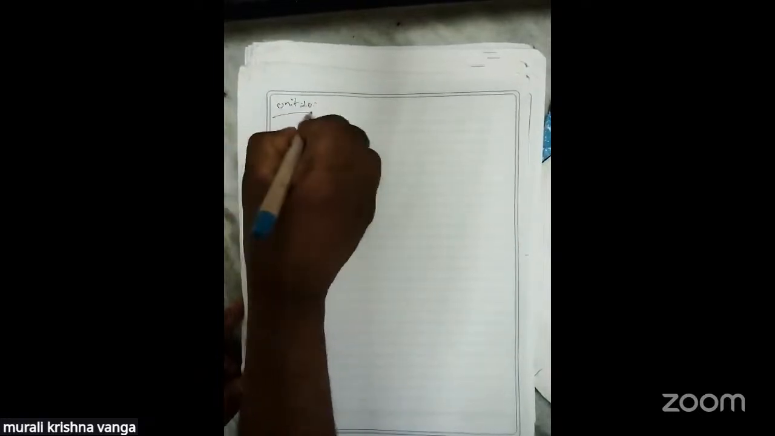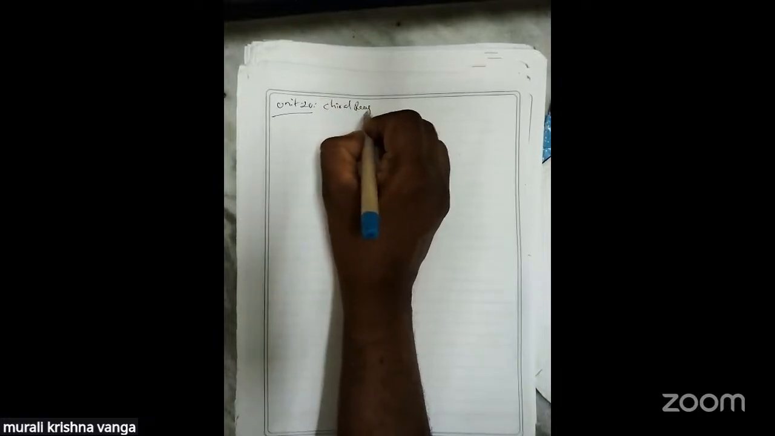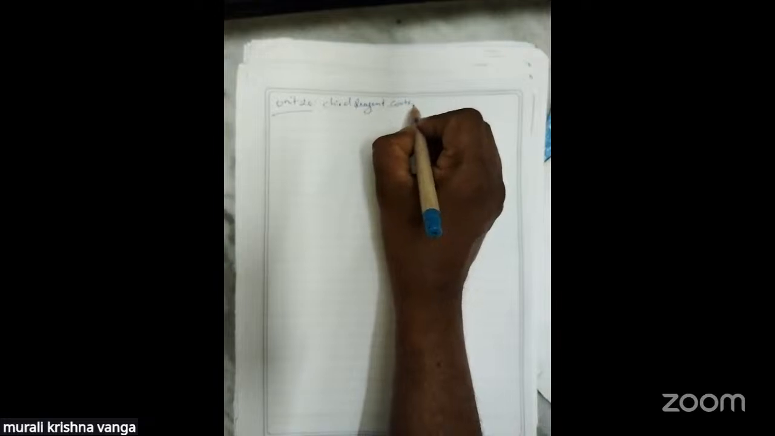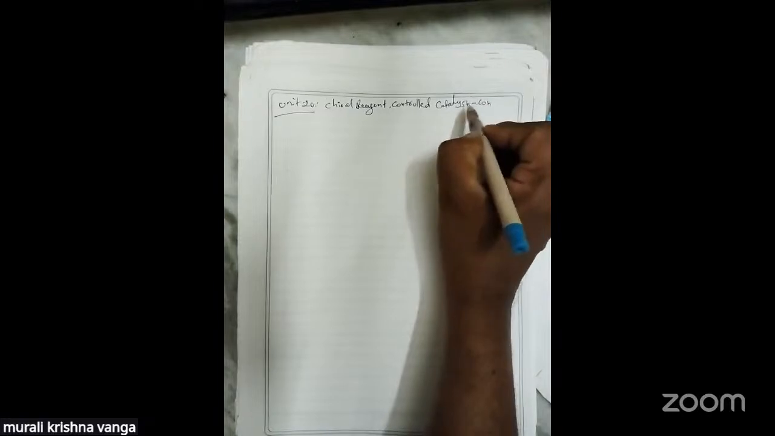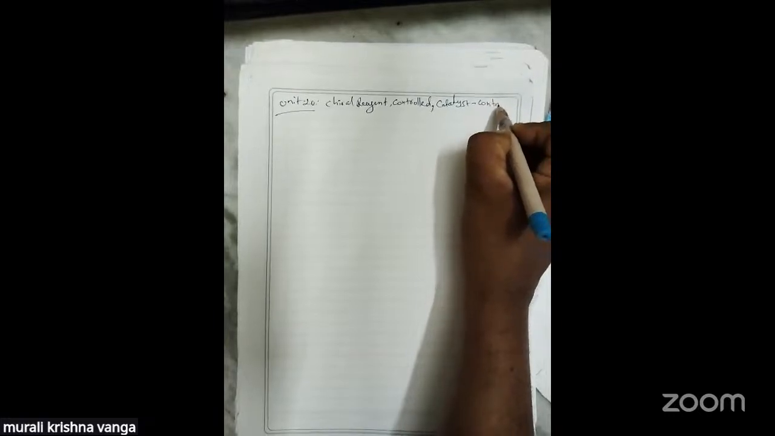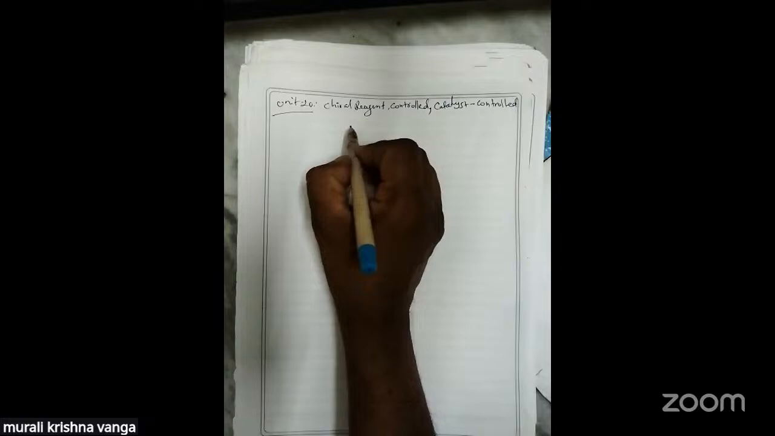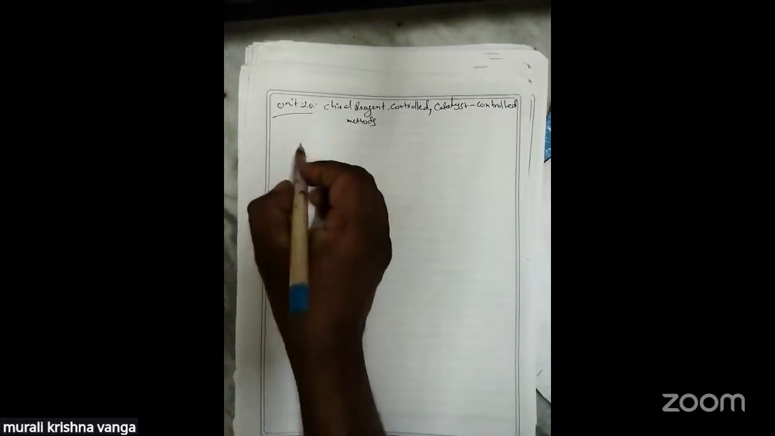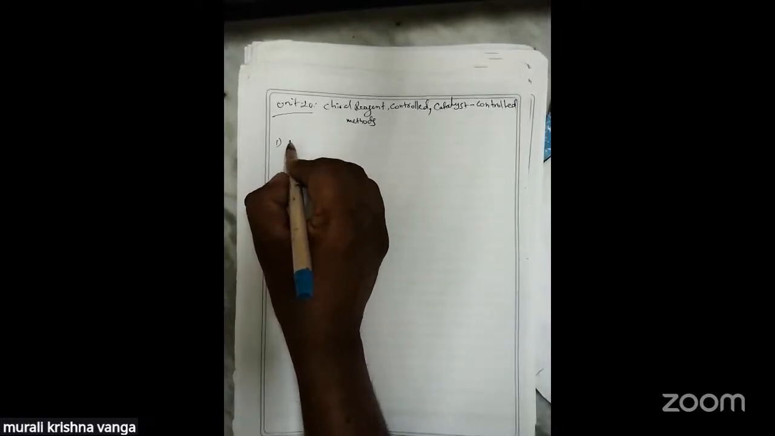We are going to discuss unit 20: chiral reagent control, catalyst control, and method. The first one is the chiral reagent control method.